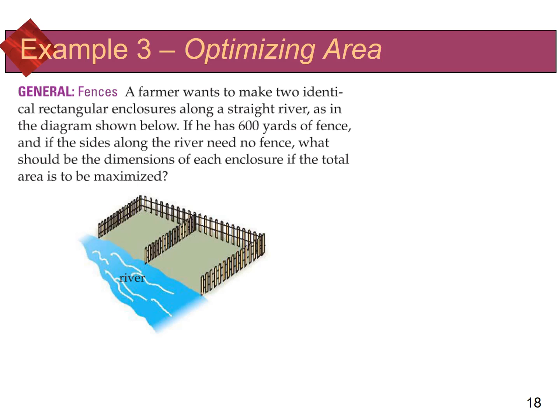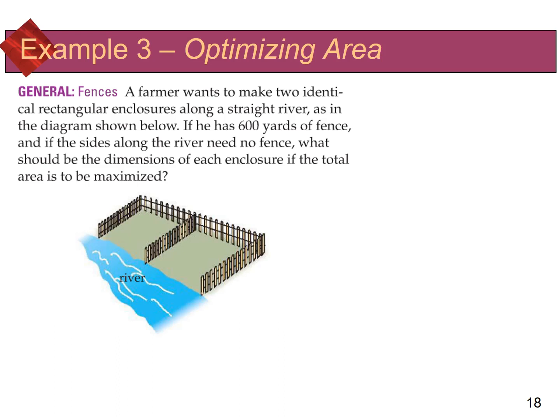So we have a farmer who wants to make 2 identical rectangular enclosures along a straight river, as in the diagram below. If he has 600 yards of fence, which basically means he has the materials to build 600 yards of fence, and he sides along the river where there's no fence, because assuming that whatever he's closing in is not going to go into the river to swim, it's just going to use it to drink, I guess. What should be the dimensions of each enclosure if the total area is to be maximized?